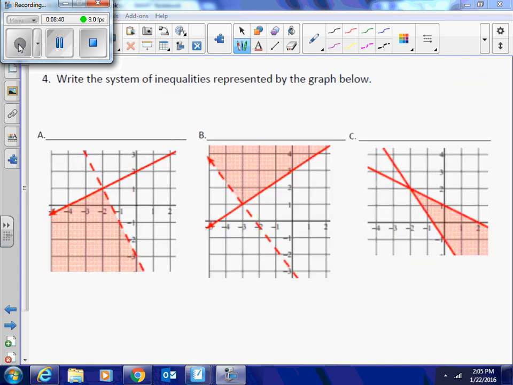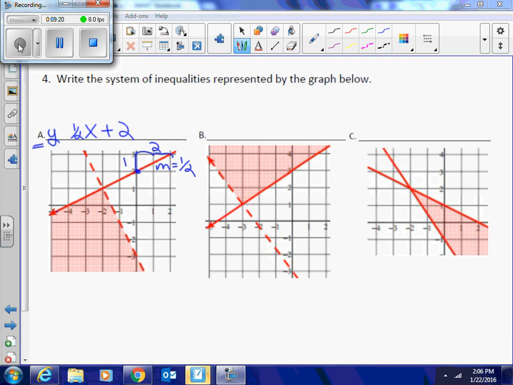On question 4, they want us to write the system of inequalities represented by the graph below. So let's do A first. I'm going to look at this solid line right here. I see I've got a y-intercept here at 2. My slope is positive. The line is going uphill, and I can check. I can rise 1 and run 2. Rising 1, running 2, I've got a slope of 1/2. And so now I know the equation of the boundary line is y equals 1/2 x plus 2.